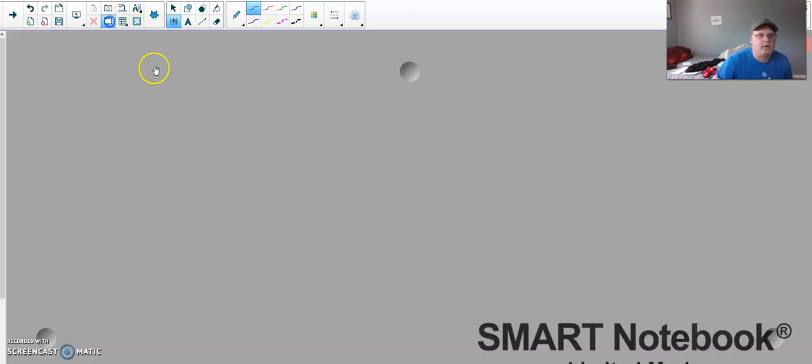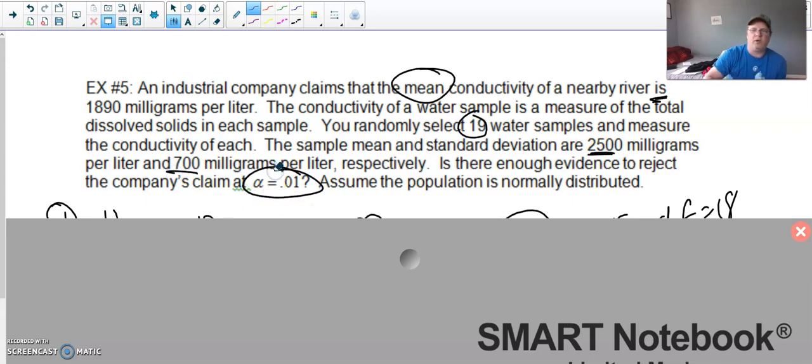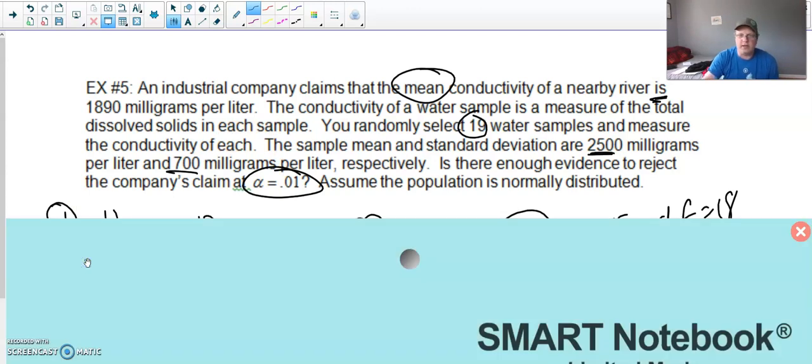Second one here. Mean again. 19 water samples, less than 30. Sample mean, sample standard deviation. There's your mean, there's your standard deviation. Claim of 0.01. Got everything you need. So, step 1.